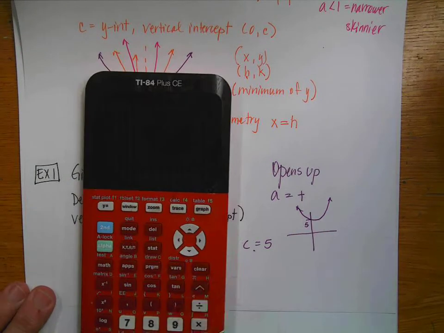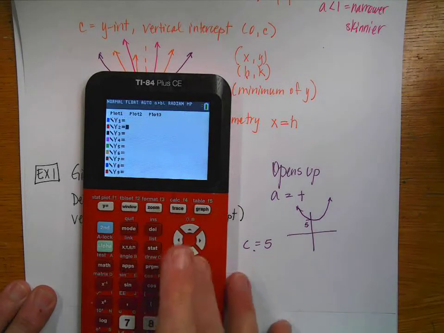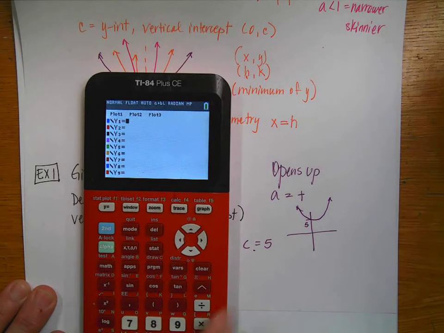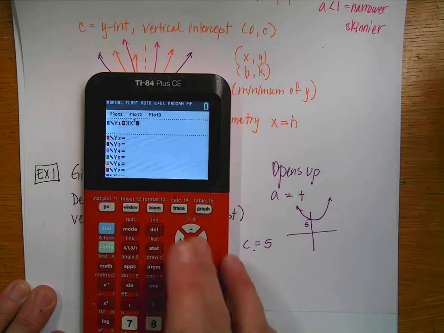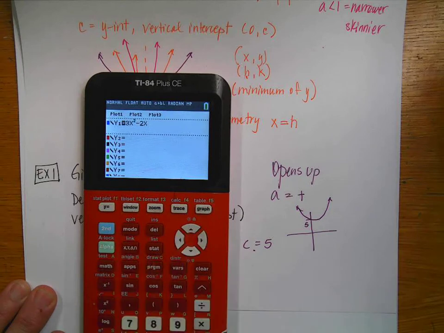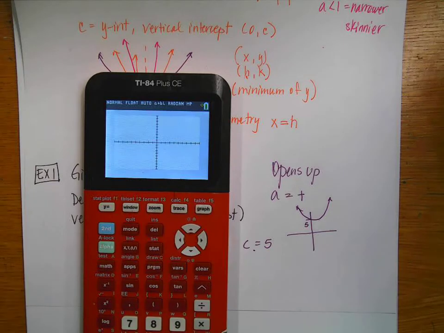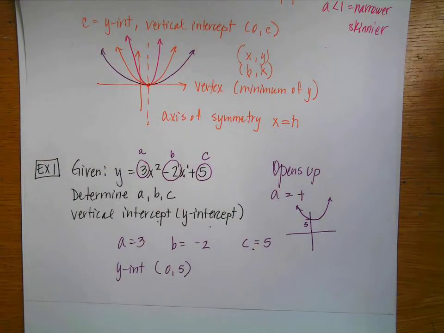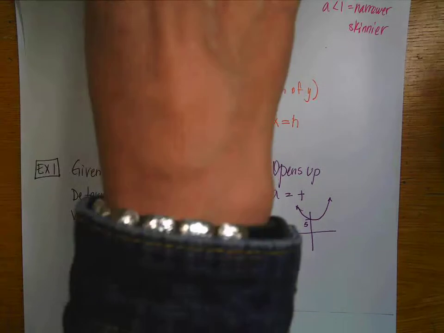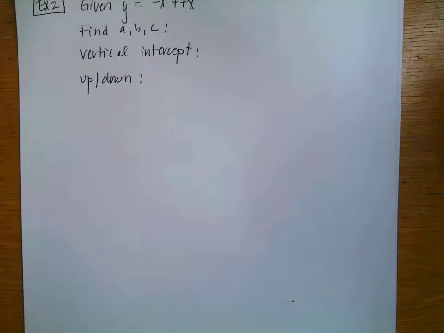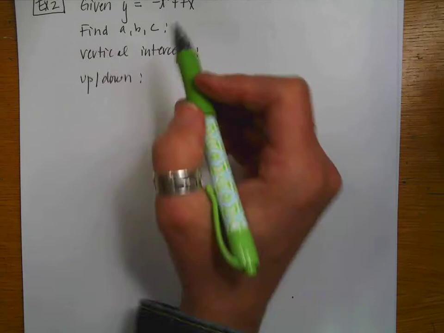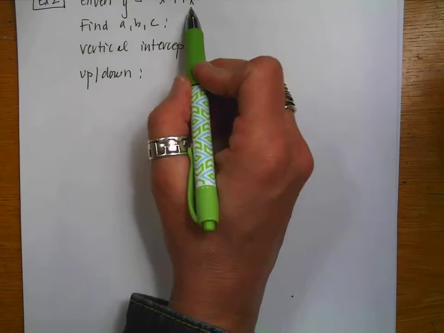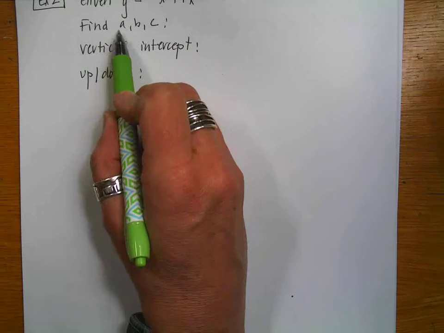Let's just put that in our calculator so we can see what it looks like. Let me clear all the things I have there. If I enter that equation, 3x squared minus 2x plus 5, zoom 6, the standard viewing window, there you can see our parabola. We'll talk about why it doesn't cross the x-axis later in the chapter, but that's going to be our starting place. For example number 2, we're going to be given this equation, negative x squared plus 7x. I want to do the same thing.